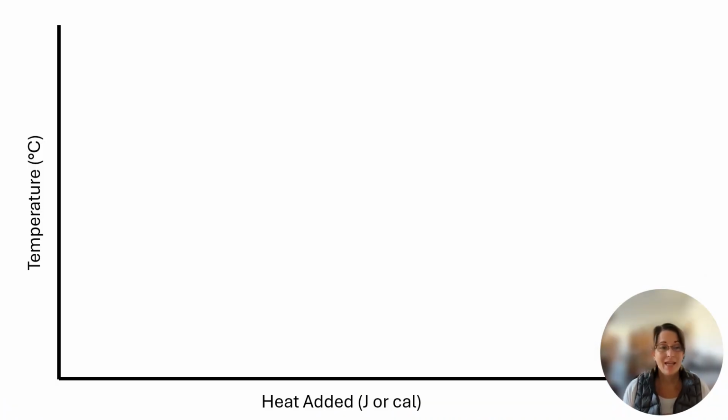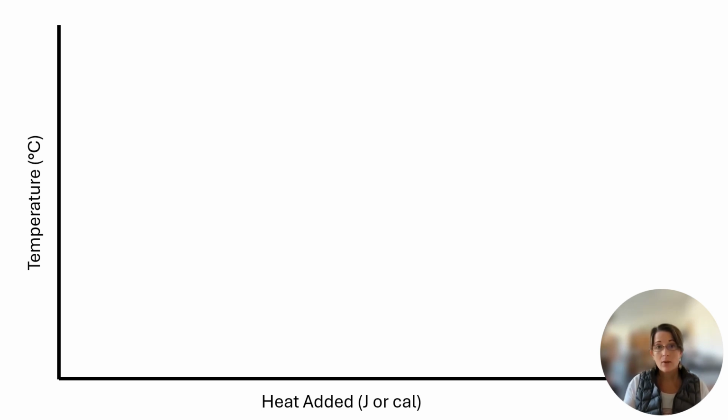We are going to be looking at a generic heating curve. And with these heating curves or cooling curves, we're just looking at the trend of a substance undergoing a phase change. That means it's changing from one state of matter, solid, to another, liquid, through a phase change like melting or freezing. We are not worrying about the specific temperatures at which these occur, but we just want to see what that general trend is.